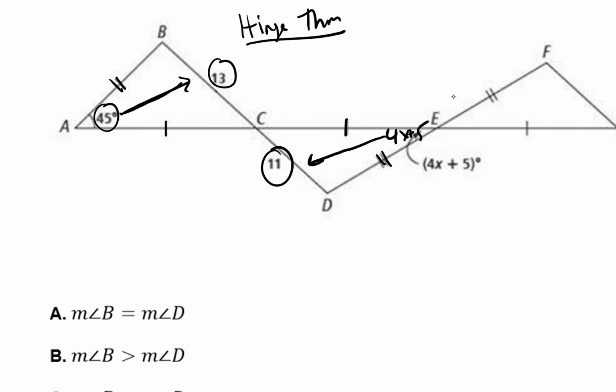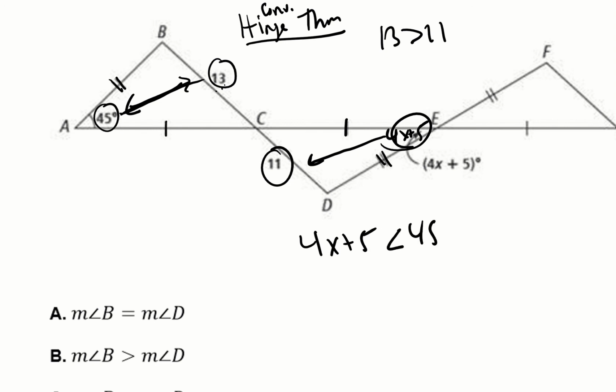And so what we're doing is the converse of the Hinge Theorem. So obviously 13 is larger than 11, which means that the angle opposite of it, which is 45 degrees, is going to be larger than 4x plus 5. So we know from this theorem that 4x plus 5 is smaller than 45 degrees, or 45 is larger.